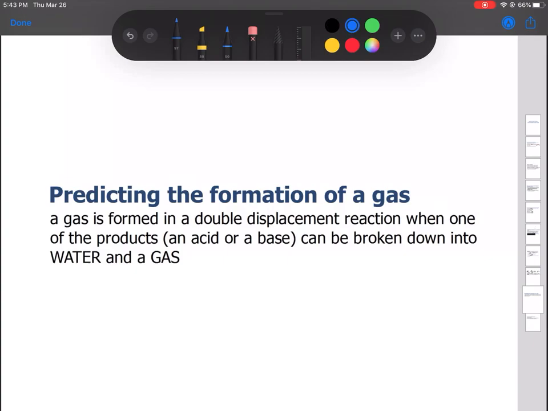So what I've tried to do with these questions, because they can be tricky, the question will say, such and such reacts with a double displacement reaction, and a water and a gas are produced. So when you see that, then you know, okay, that means that I have something weird going on here.